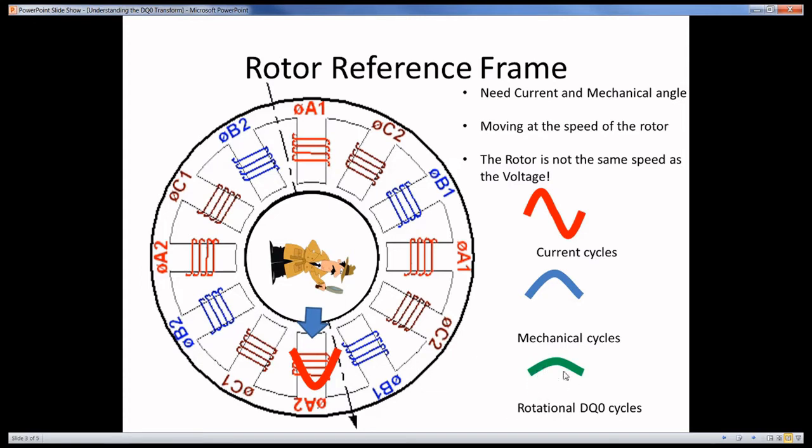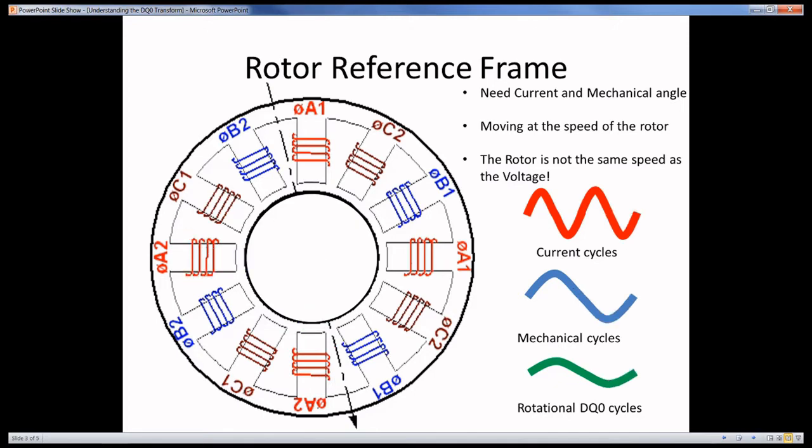So the electrical cycles are moving at the same speed as the mechanical cycles in the rotor reference frame. And then just to finish, if I go through my full cycle in two electrical cycles, I had one mechanical cycle and one rotational DQ0 cycle. And for this measurement, we need three phase measurements, as well as the rotor angle measurement, which can be taken natively into the eDrive.